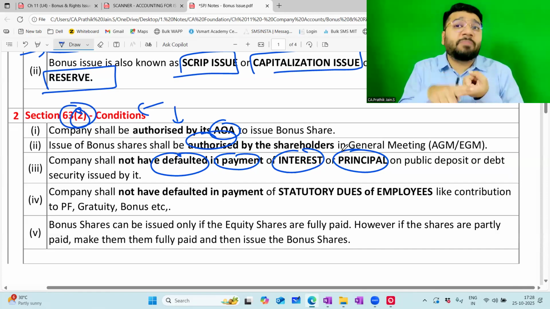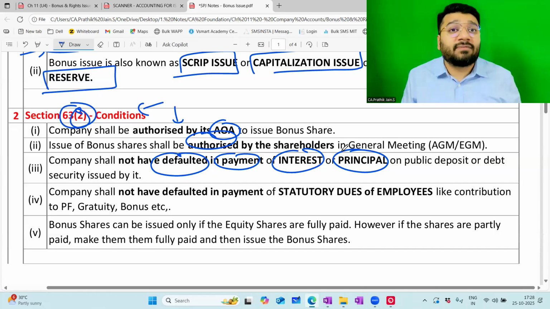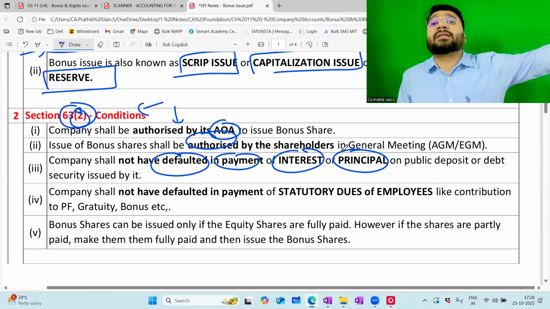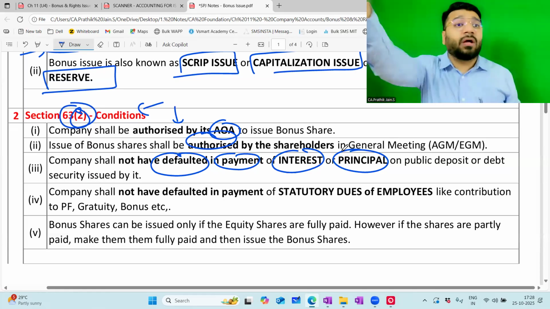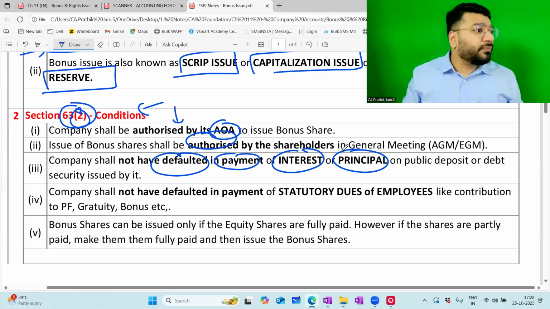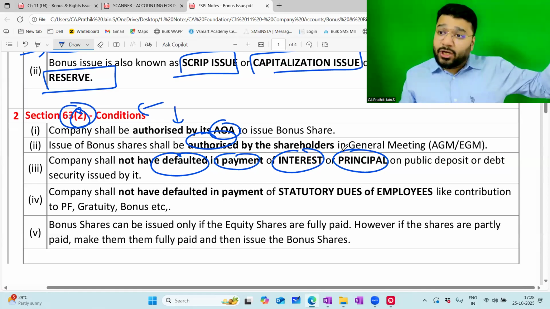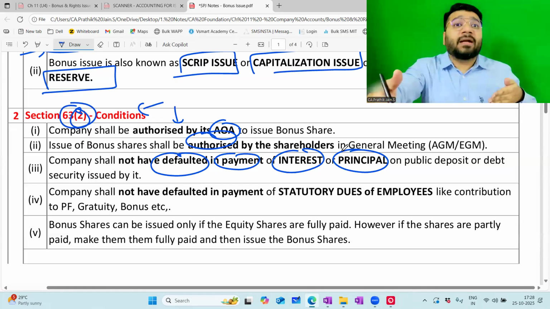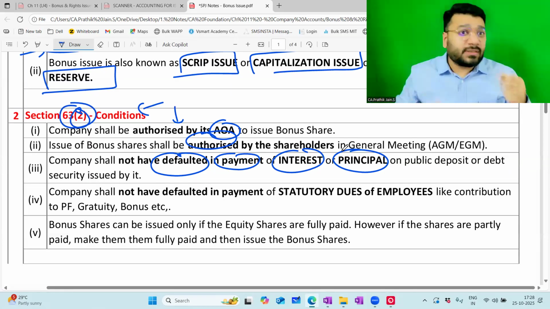If you default on any of these payments, you can't issue the bonus shares. Why? Because when you're not making the payment to an external party, giving the benefit to the owners is unfair, no? You are withholding external parties' money, and to the internal party, the owner, you are giving a bonus. Is it fair? Not fair.